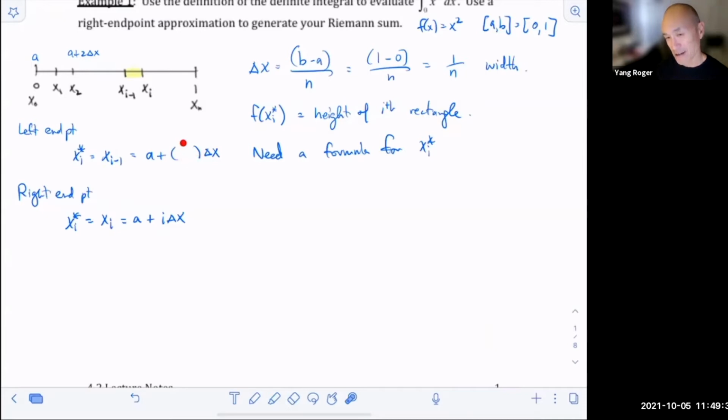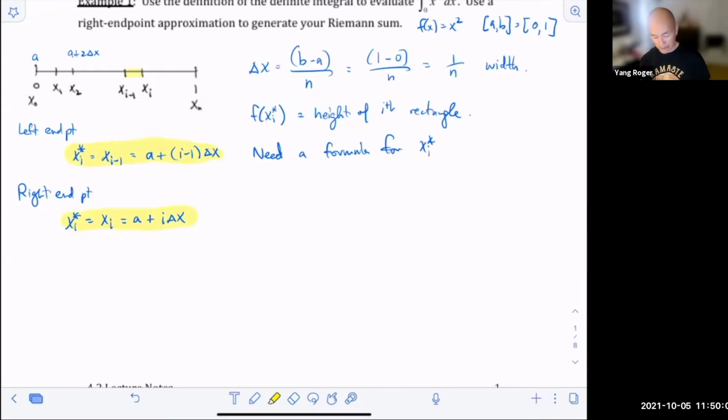Terry, you got it. Terry said I minus 1. Because if you're looking at the left endpoint, you don't go the full step, you go 1 less, right? Going 1 less would take you to the left endpoint. So this is going to be I minus 1. So these are sort of general formulas for how you write down the endpoints.